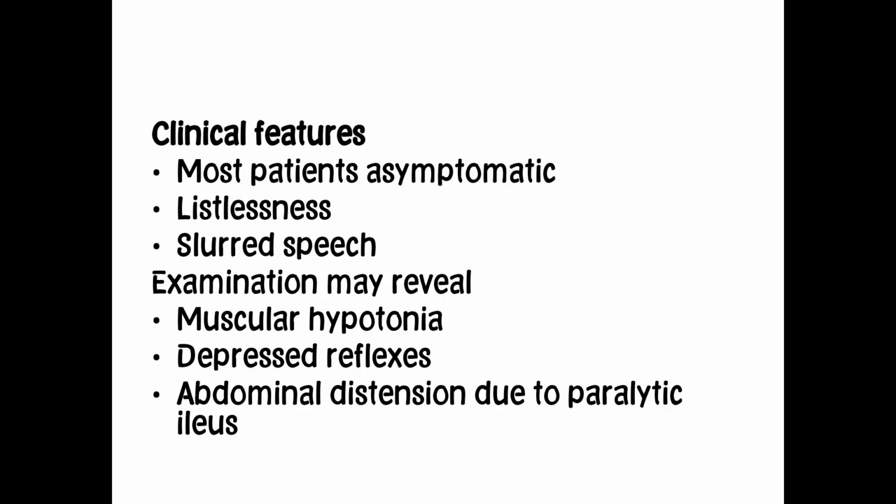Clinical features of hypokalemia may include slurred speech, listlessness. However, most patients are always asymptomatic, and when you examine these patients, most of them are hypotonic. They have hyporeflexia, and abdominal distension may be observed in cases of paralytic ileus. This is especially in surgical patients who are having abdominal distension. It could be due to paralytic ileus.